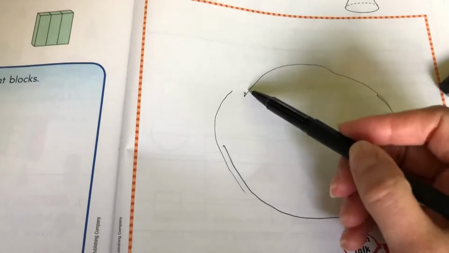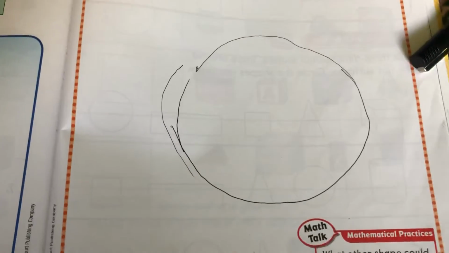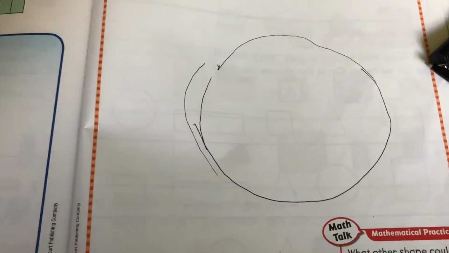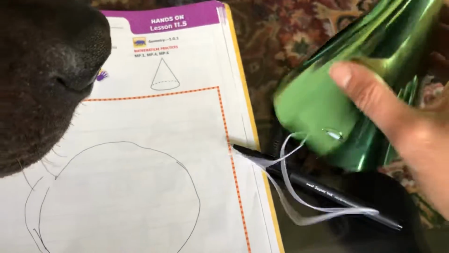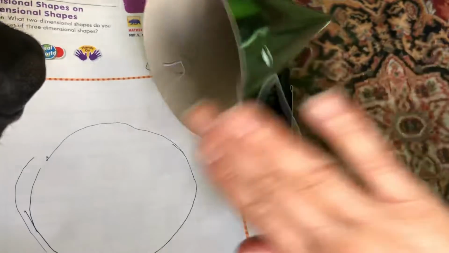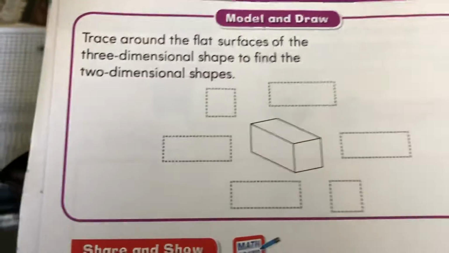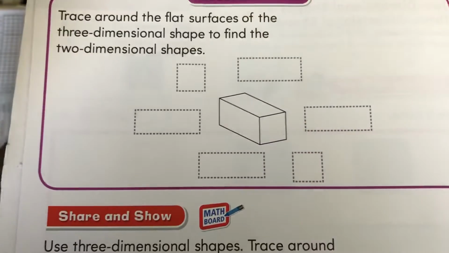Okay, I traced my shape. It's not perfect, but what I notice is that it makes a circle. That's right. That is a flat 2D shape. A circle is a flat 2D shape. And it is on the bottom of this cone, although this cone's missing it. But if I put a flat surface right here on top of this three-dimensional figure, I would have a flat 2D shape.